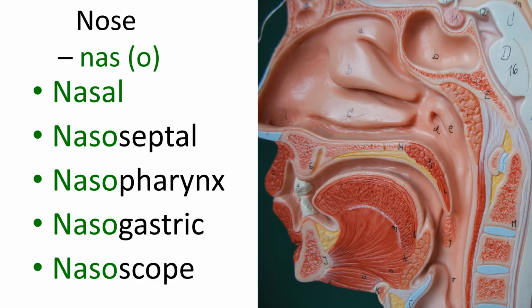So when we're talking about the nose, nas or naso is the common prefix. So nasal is pertaining to the nose. Nasoseptal is the septum separating the two sides of the respiratory passages. The nasopharynx is the area at the back of the nasal passages, which is continuous with the oropharynx below.